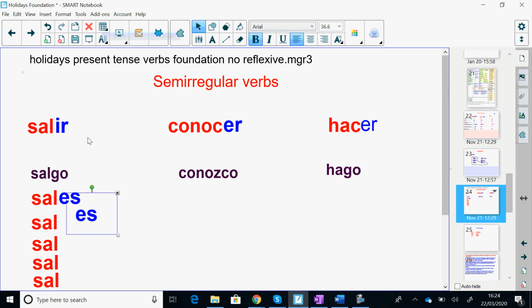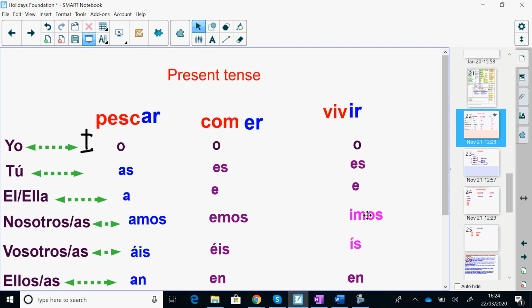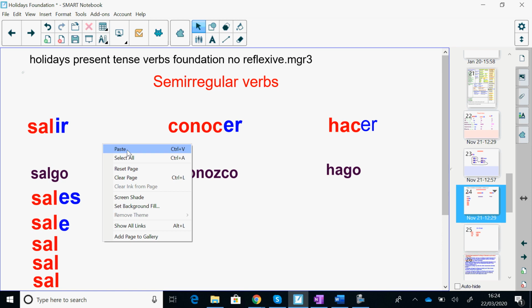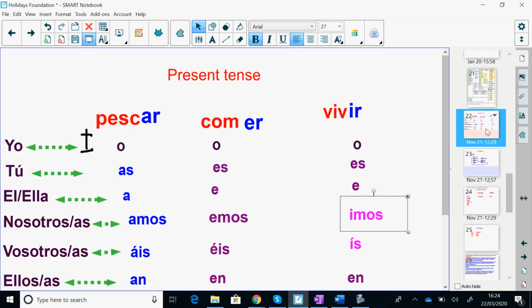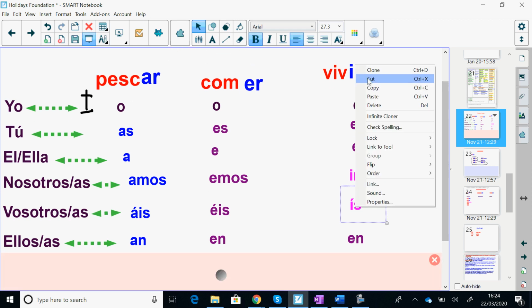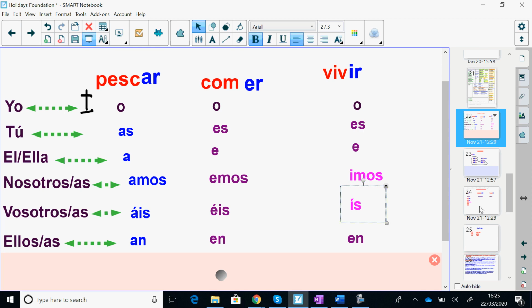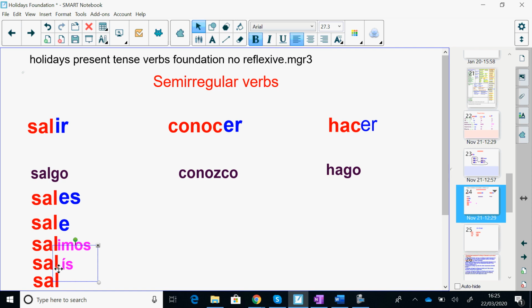Okay, we're going to clone. It's going to be sale, without the s. What about for we? From here, salir is an -ir verb, it was -imos. So we can copy we now. We're going to say imos here, salimos. What about for you, plural? Come back here again, and it turned out it was -ís. So to say you, plural, go out, we're going to say salís. And then we've got sal.